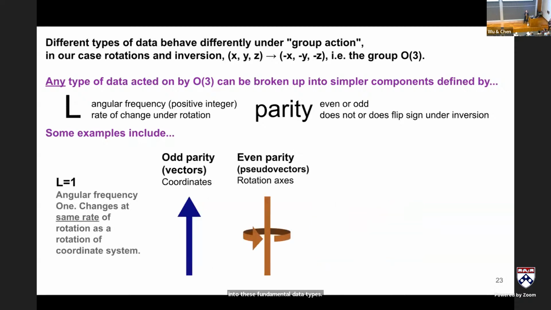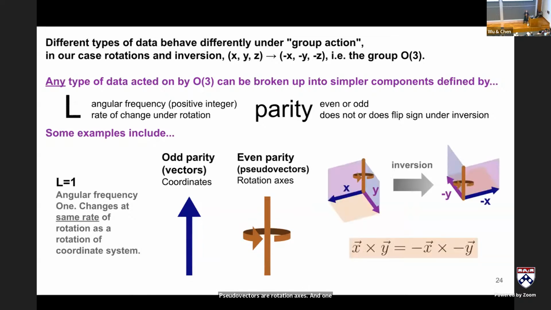Okay, so let's do L equals 1. I love doing L equals 1 because it turns out that you know pseudo-vectors very well. Odd parity, L equals 1 are just vectors, coordinates, forces, things that we're kind of used to. Pseudo-vectors are rotation axes, and one of my favorite ways to explain rotation axes is cross products. The way I typically generate a cross product is I have vector 1, vector 2, so let's say x, y. I take the cross product and I get z.